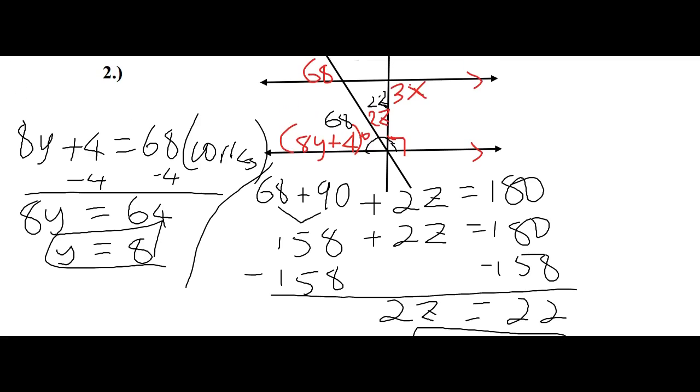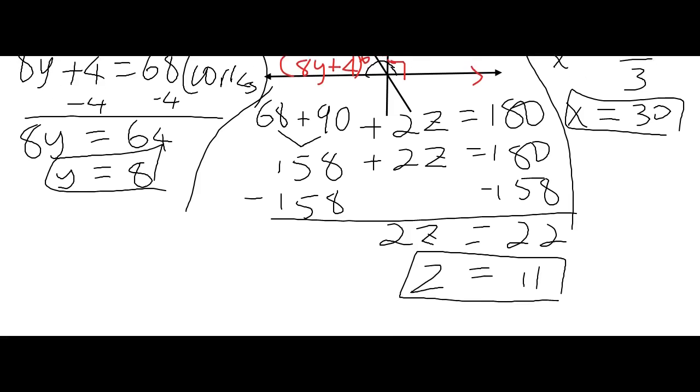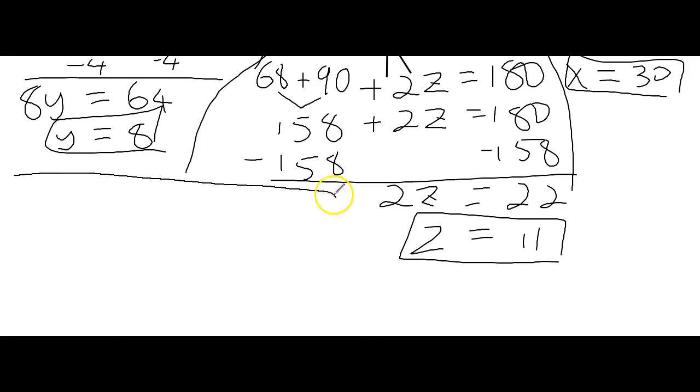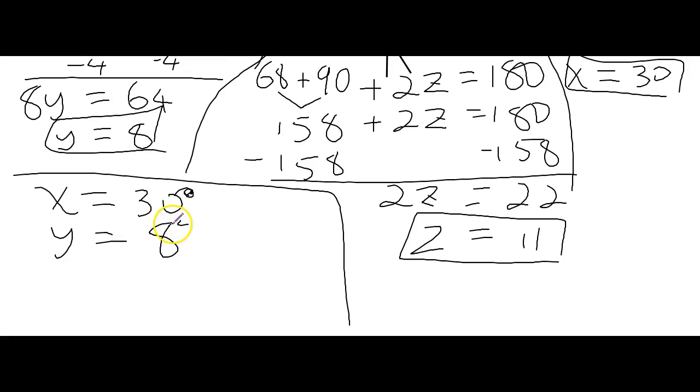So let's do that. You can actually do it here. So 3x equals 90 degrees. So x is going to be 90 divided by 3. You get x is equal to 30. Okay, we have found all x, y, z. Let's write out our answers. x equals 30 degrees, y equals 8 degrees, and z equals 11 degrees. Okay, all done.